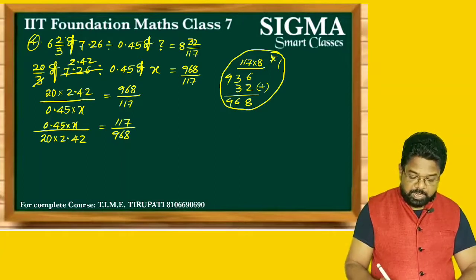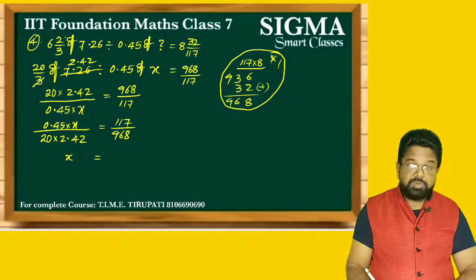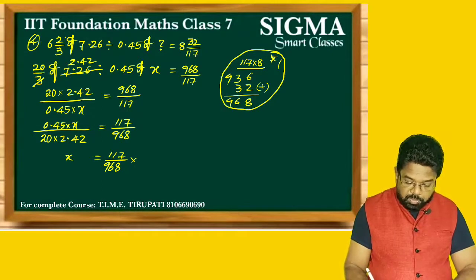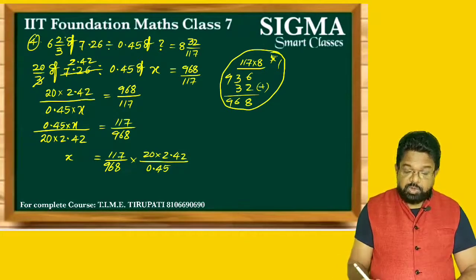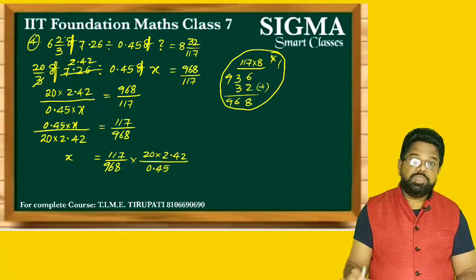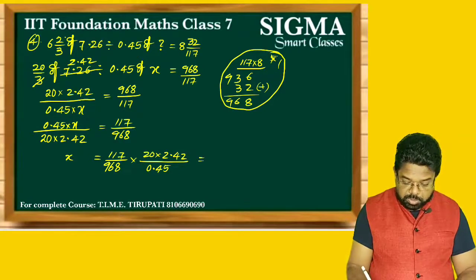Now we require x. Take this entire value to this side. X equals, division values become multiplication, multiplication values become division. 117 by 968 into 20 into 2.42, divided by 0.45, the denominator value goes to the numerator. Now observe: in the numerator after the decimal 2 digits are there, and in the denominator also after the decimal 2 digits are there. Remove the decimal in numerator and denominator.